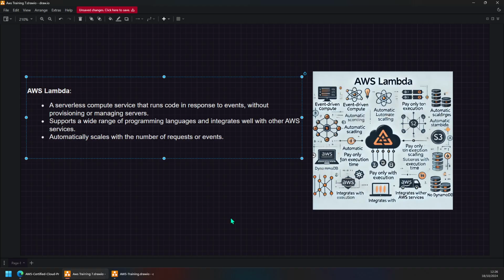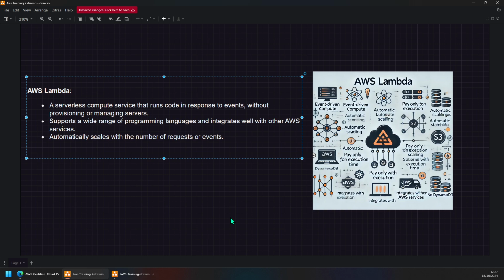The next point is that it supports a wide range of programming languages and integrates well with other AWS services. So that is something you should remember. It also automatically scales with the number of requests or events. So this is basically the summary about Lambda, and this will definitely be an exam question.